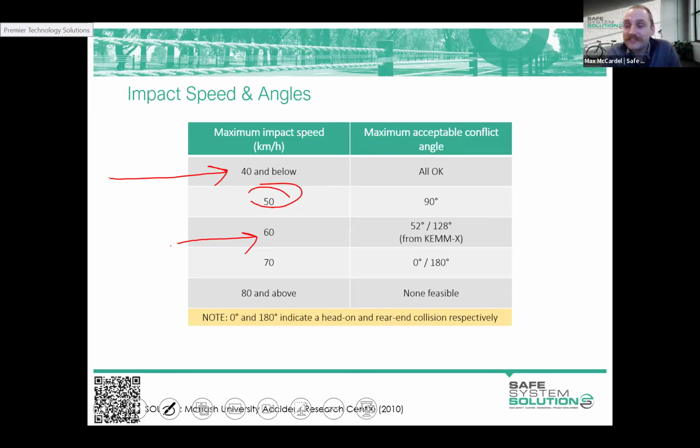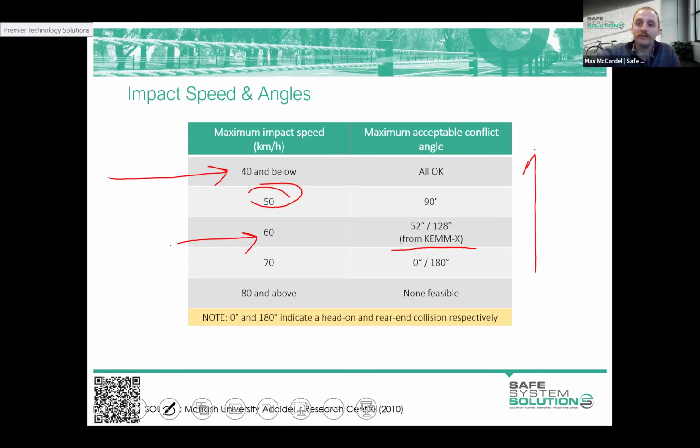If we've got an impact speed of 60, you want to have angles that are more acute. So this is no longer a cross intersection, it's a skewed intersection. So 52 or 128 degrees. ChemX, that is just the software that they use to actually produce this kind of information.